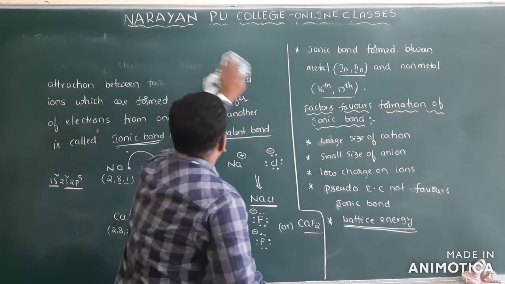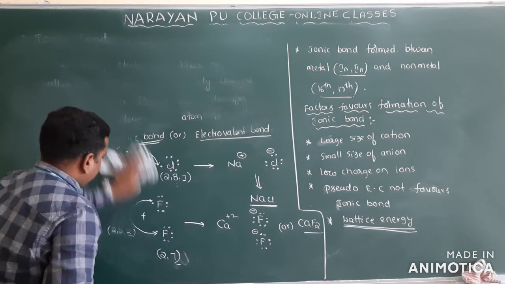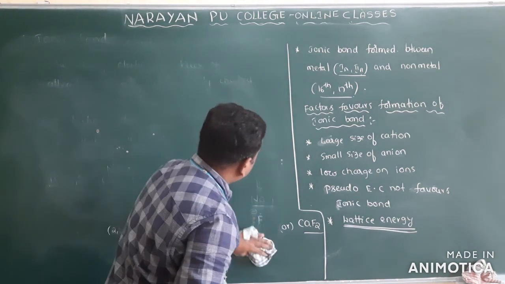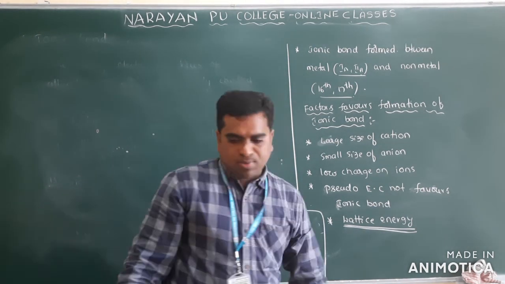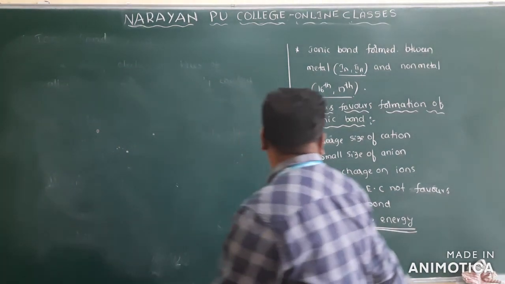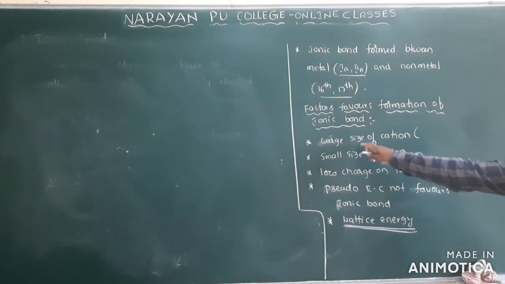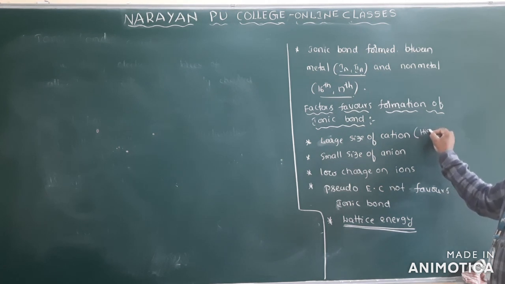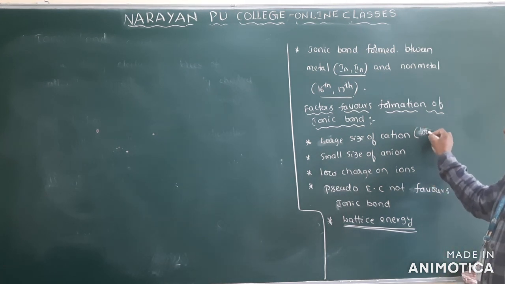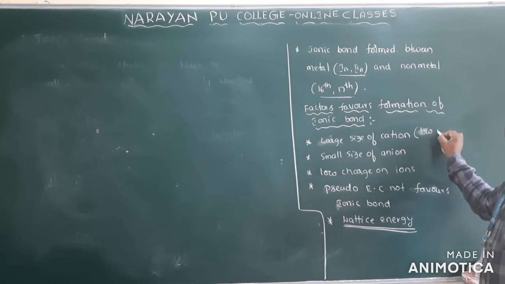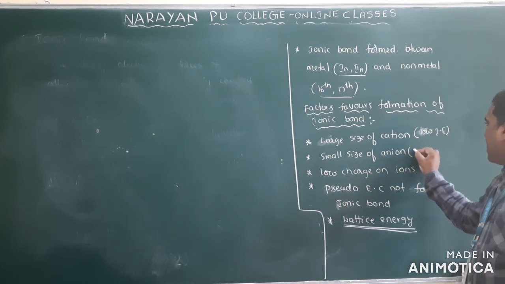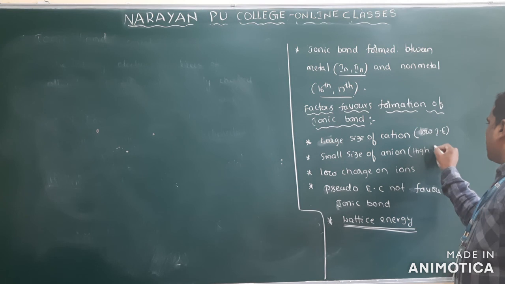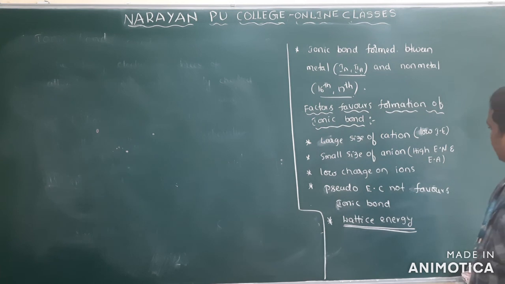Now I will discuss why we need small size of anion and large size of cation. Clear? You know that one simple thing here. Large size of cation means you can write here low ionization energy. Cation should have low ionization energy. Clear? So small size of anion means it should have high electronegativity and electron affinity. This is both.